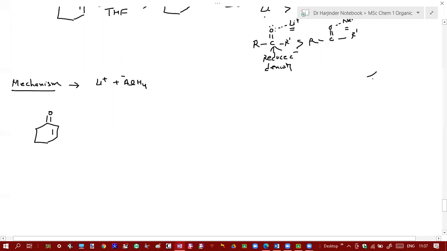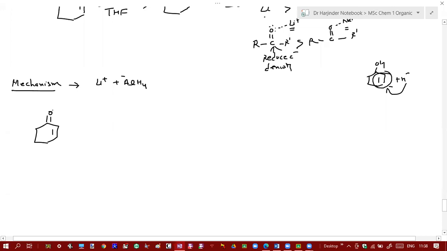If 1,2 addition happens, then you will get this allylic alcohol, and then in the second step, how will this hydride ion add? Is this an activated alkene now? No. First 1,4 addition will happen and then 1,2 addition will take place, because now it is not an activated alkene. The Michael addition will not happen. The reaction will stop and again you will get a mixture of products.